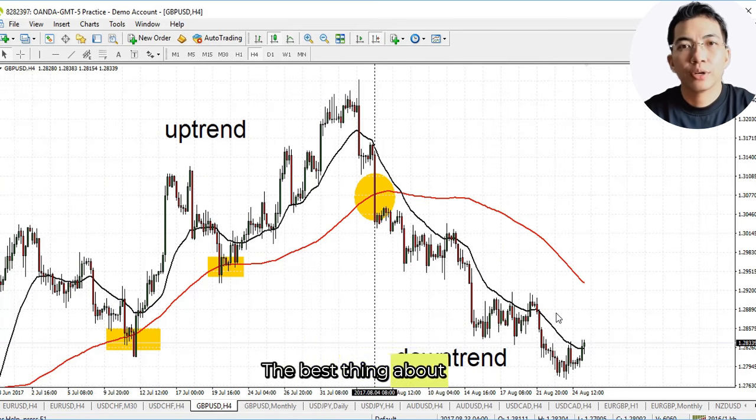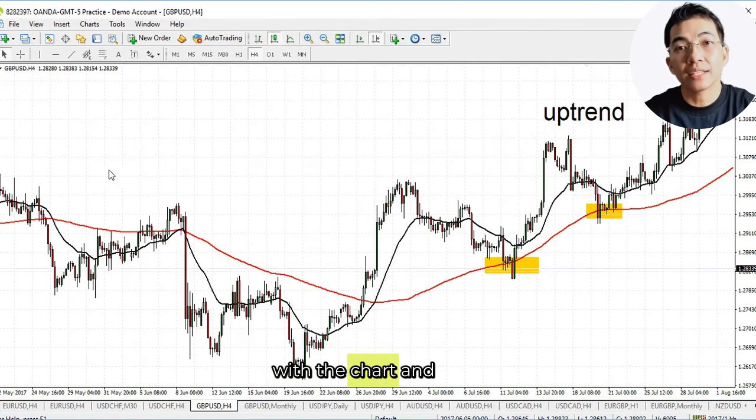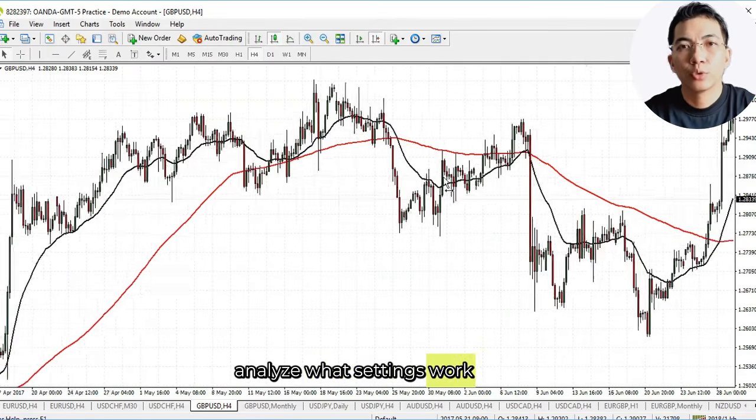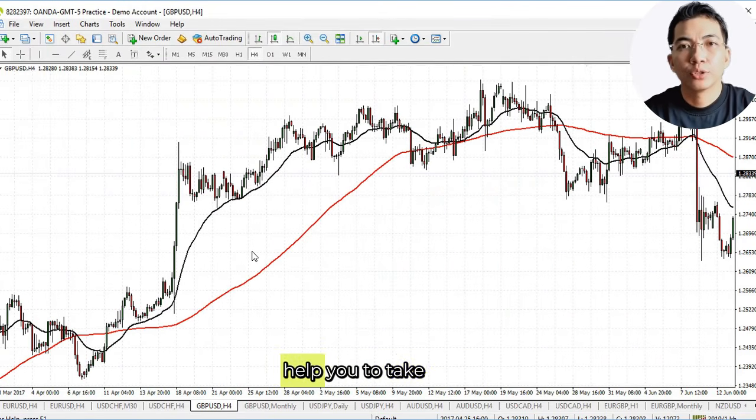The best thing about forex trading is that you can always go back in the past with the chart and analyze what settings work better for you and help you to take the best decisions on the market. So you analyze past charts and see that the moving average with 24 candles doesn't work for you. You can have a look at 100 period then, or you can switch to another type of moving average.